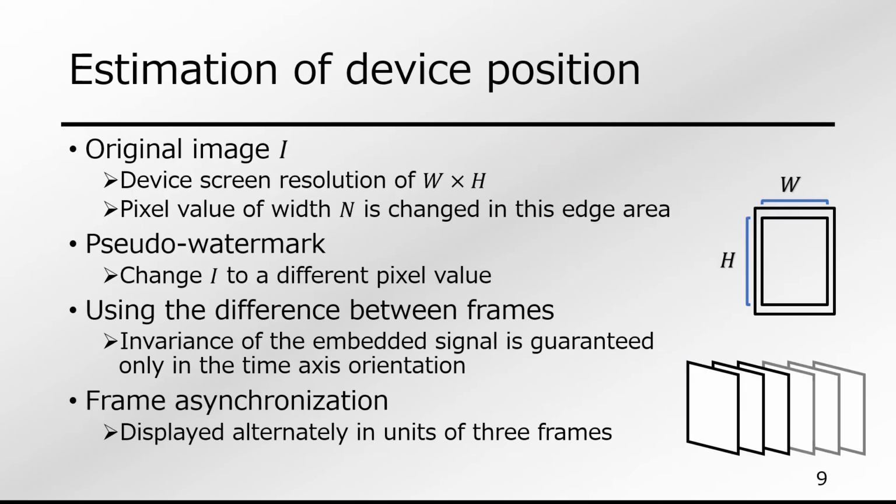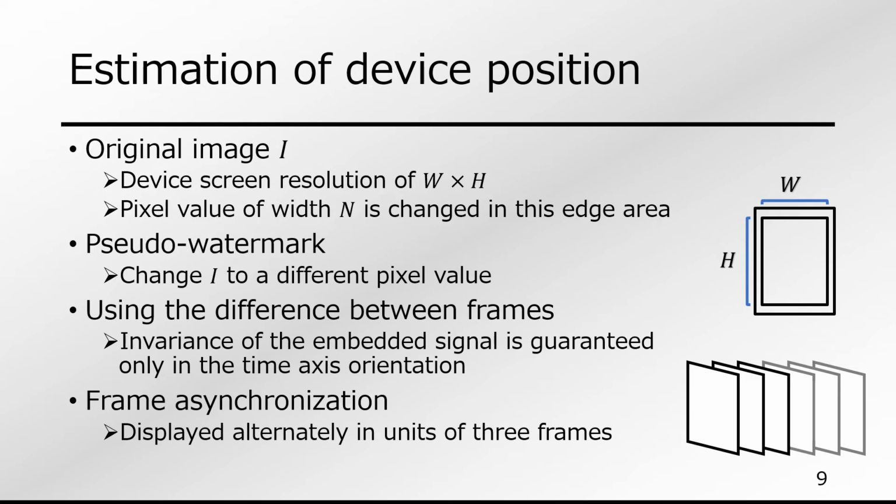A color image with a device screen resolution of W times H is the original image I, and the pixel values in the edge area of width N are changed. And unlike the original watermark, we simply change the pixel value so that it differs in the edge of a width that is invisible enough. Hereafter, this is called the pseudo watermark.